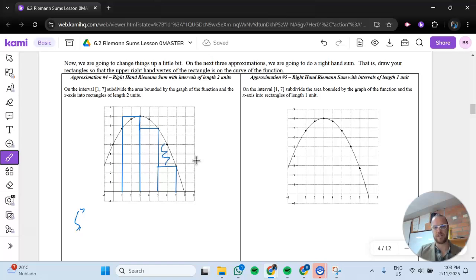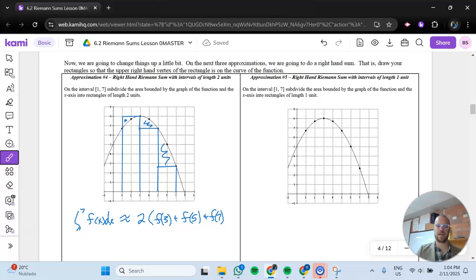Because there's all of this stuff that we're missing with only this little bit above that we shouldn't be including. So this should be an underestimate, okay? And so when we do this, this is going to be 2 times our f of 3, because this time we're using the right-hand sum, plus f of 5, plus f of 7.